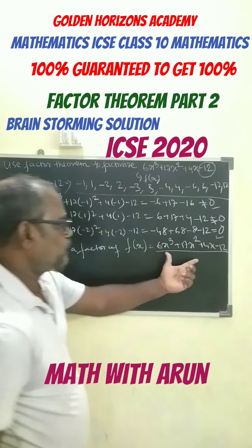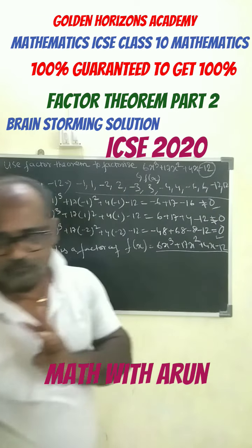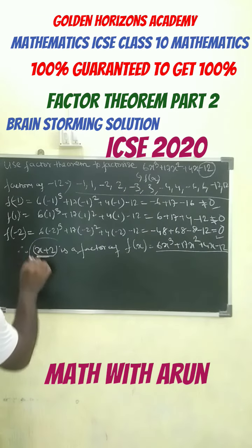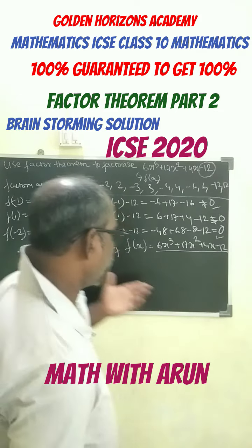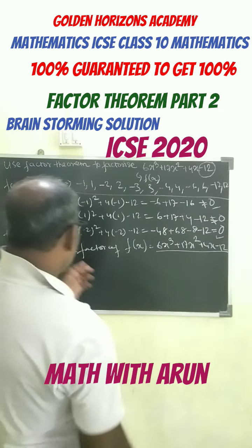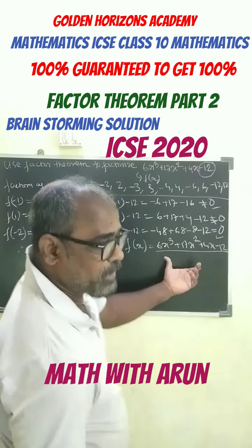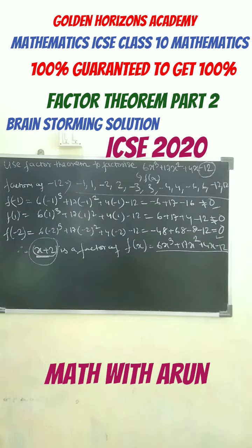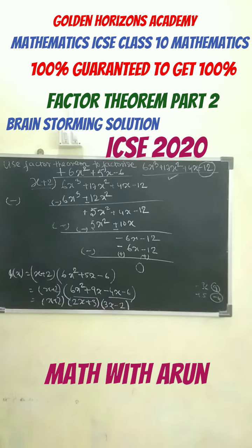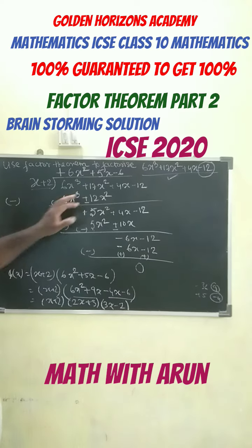Since this is an equation of degree 3, we have 3 factors. One of the factors is this, and the other 2 factors we'll try to find out. It is always better to divide this with this to get a quadratic equation. So now how do we divide this?